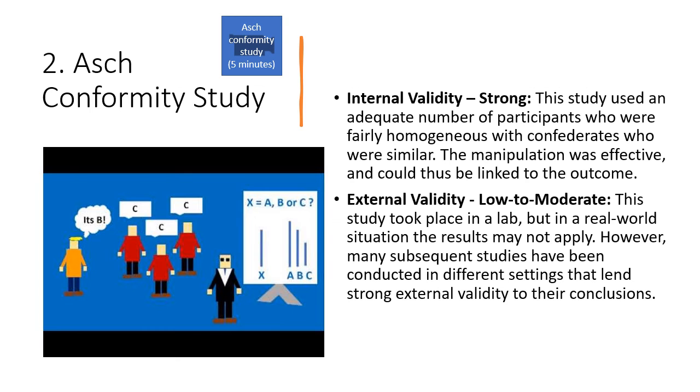The conformity study, how does that one do? Well, we'd say the internal validity is strong. The study used enough participants. They were fairly homogeneous. The confederates in the study, which is the people who were sitting in the lab saying the wrong thing, calling line C as equal to X, when of course it's B. The manipulation was effective, and so we could definitely link it to the outcome.